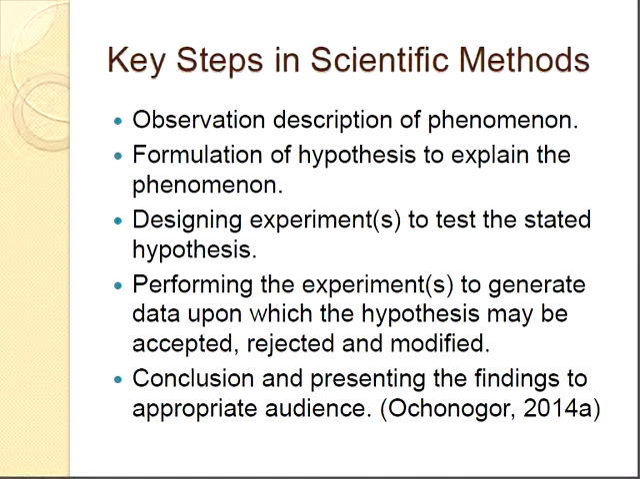Then two is to formulate hypotheses, which I have earlier alluded to as intelligent guesses to explain the phenomenon. Then three is to design experiments to test the stated hypothesis. Four, performing the experiments to generate data upon which the hypothesis may be accepted, rejected, or modified. However, I will quickly talk about this word rejected. I've placed it in this discussion because many other older books will be talking about hypothesis being rejected.